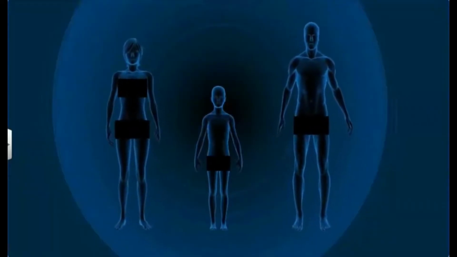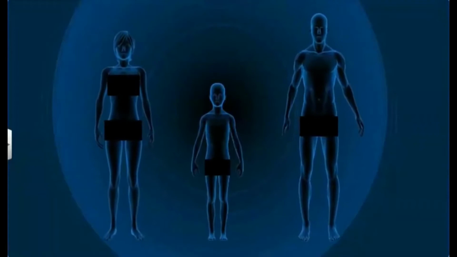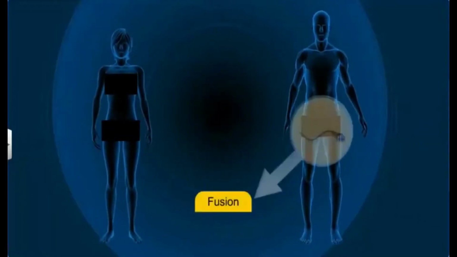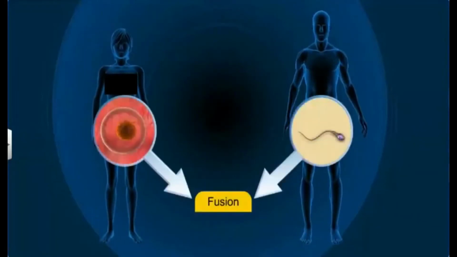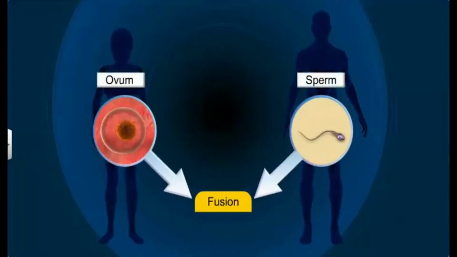Reproduction is an important process in human beings. It involves the fusion of male and female gametes in the human body, called sperm and ovum. These gametes are formed by the process of gametogenesis.